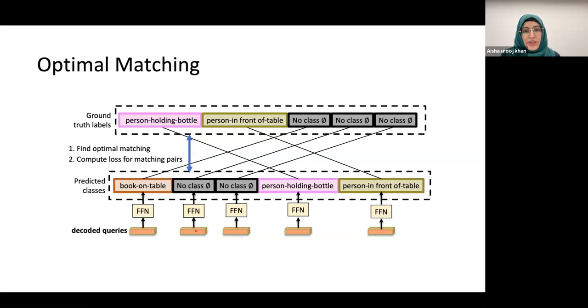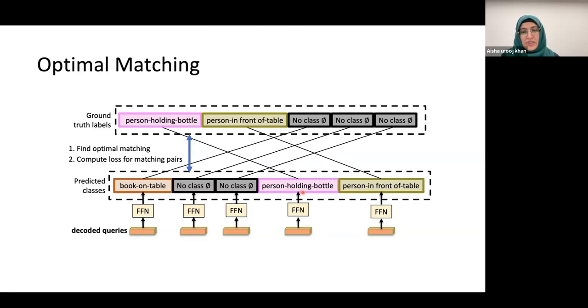For the next two decoded queries, it predicted no class, because we have to give this option. Each video can be different, and we do not know how many actions are happening in each video. So we have to give an option that there is a possibility that no action is happening. So these decoded queries are predicted as no class.